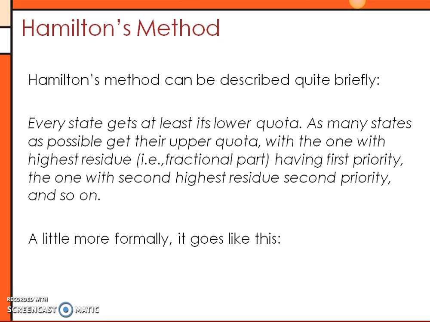So the way that Hamilton's method works, every state gets at least its lower quota, and then as many states as possible get the upper quota. So basically until you run out of seats to hand out. And so how do you decide who gets them? Whoever has the highest, what they call residue, meaning who is the closest to rounding up. So who has the highest fractional part and who had the second highest fractional part.